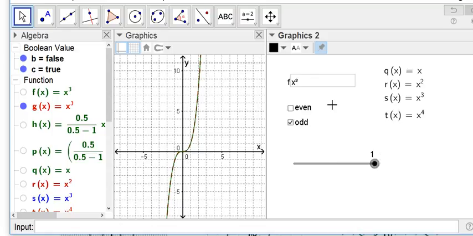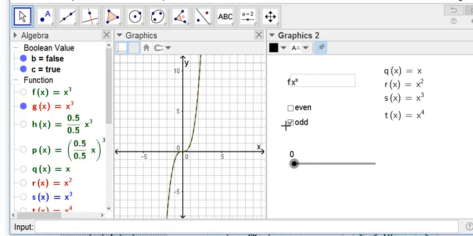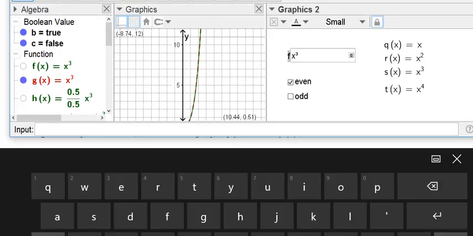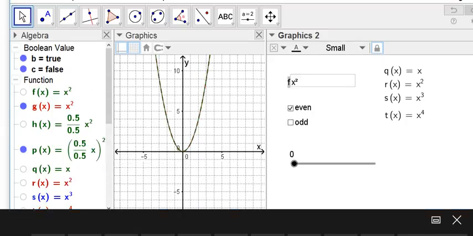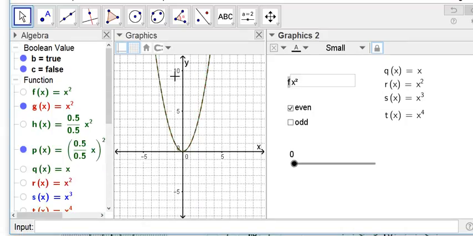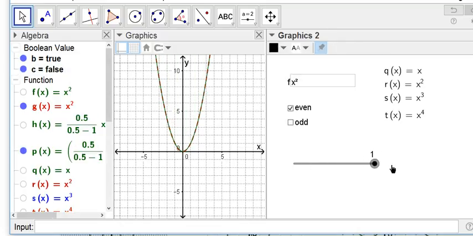Does that make sense? And so if I take this back and I go to even, so there is the quadratic. So if it's even and I rotate it, see it rotates back onto itself, right? So it's symmetrical around the y-axis when it's even.